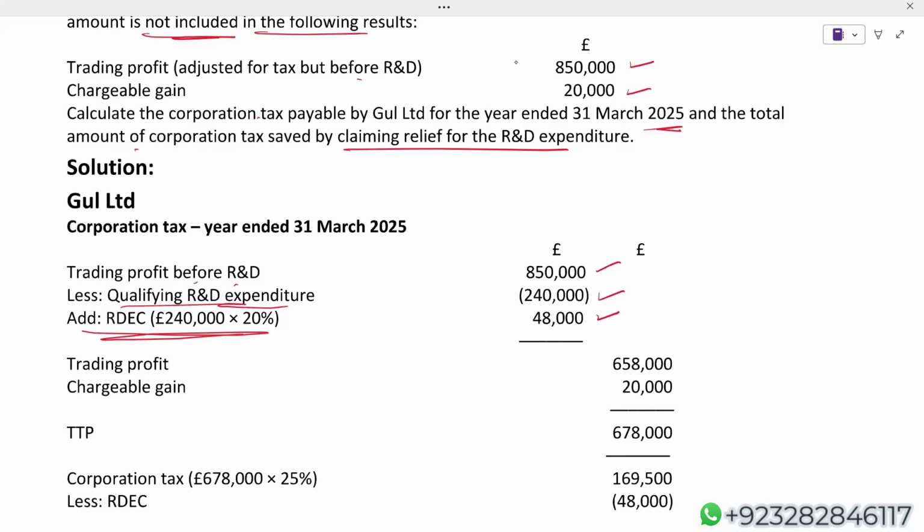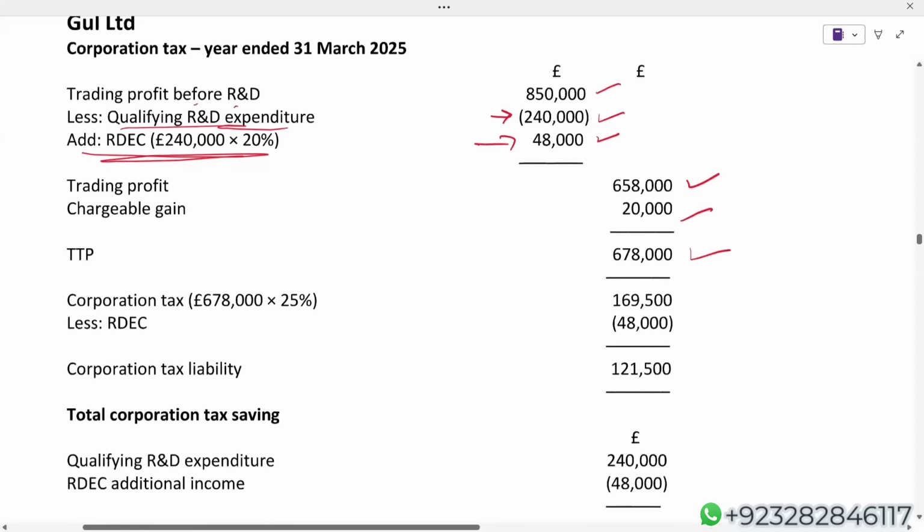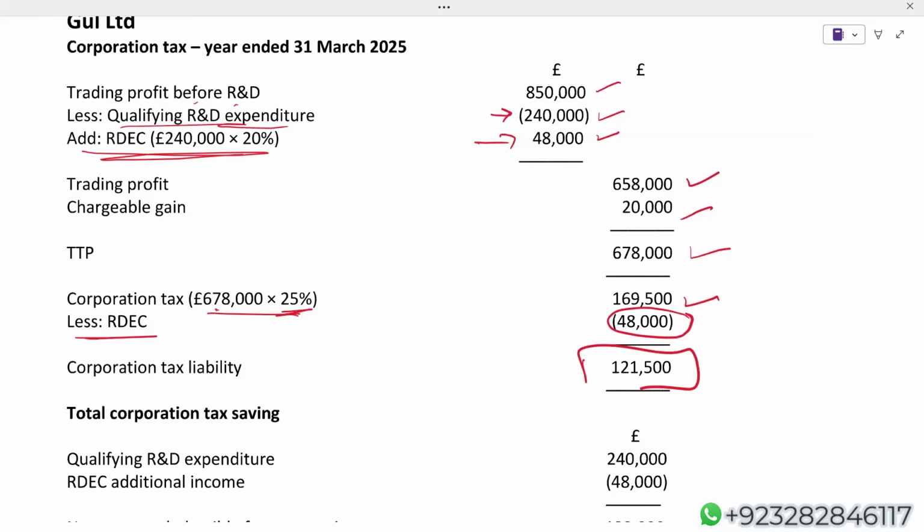First, obviously, you have to deduct R&D. Then add 20%. It gives you trading profit of 658,000. Then chargeable gain is 20. Taxable total profit is this. Obviously, it is more than 250, so the applicable corporation tax rate is 25%, no marginal relief. 675,000 at 25%. Then deduct the same amount which you have added as 20%. So corporation tax is 121,500.